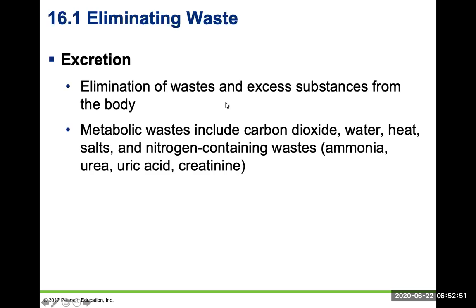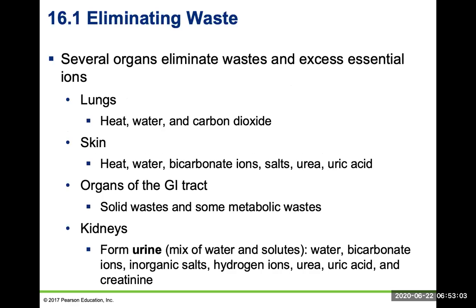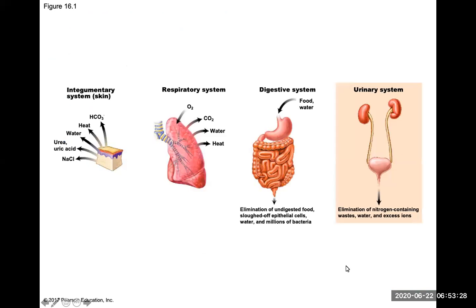So this is elimination of wastes and excess substances from the body, and these metabolic wastes include CO2, carbon dioxide, water, heat, salts, and all nitrogen-containing wastes. Several organs eliminate wastes and excess essential ions. Your lungs eliminate heat, water, and carbon dioxide. Your skin eliminates these wastes. The organs of your GI tract, which we just covered, eliminate solid wastes and some metabolic wastes. But your kidneys will form urine, which is a mixture of water and solutes that will eliminate these wastes seen here. So here's a look at what each kind of body system eliminates.